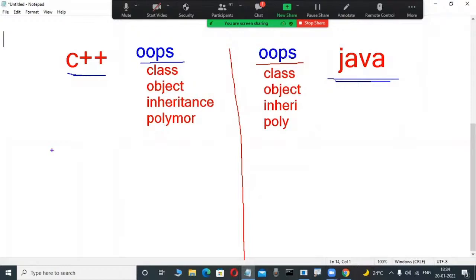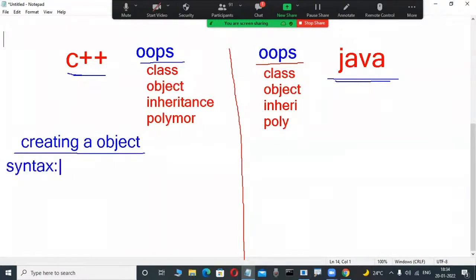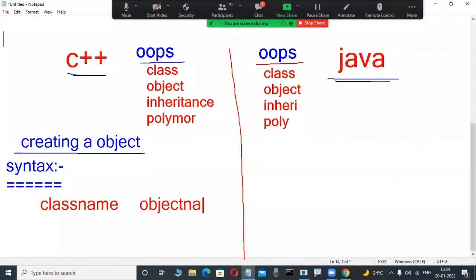Suppose in C++ I want to create an object from a class. What is the syntax? Does anybody technical have an idea? Creating an object from the class in C++: what is the syntax? Slowly observe, here is the difference. Class name, space, object name. This is the syntax to create an object from the class in C++.